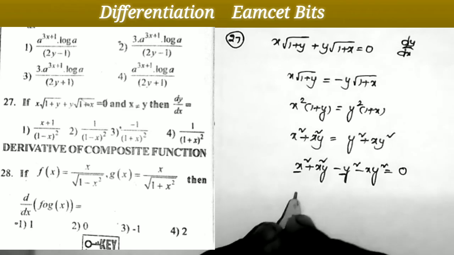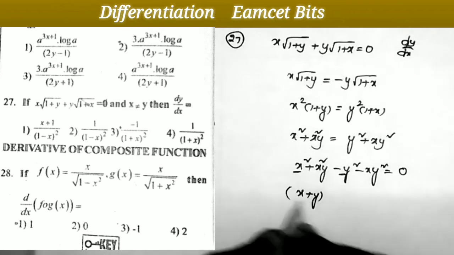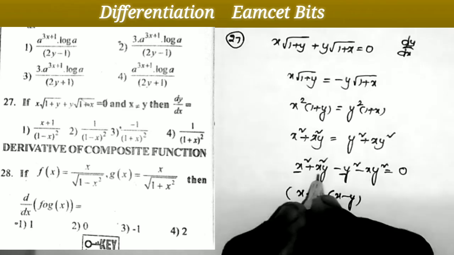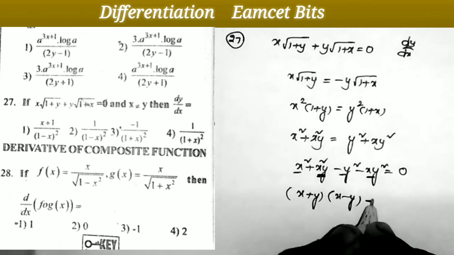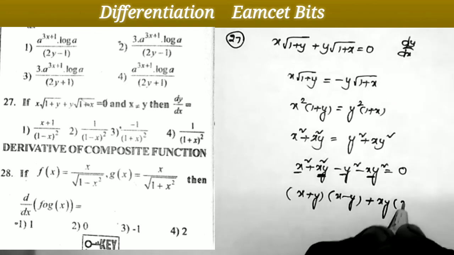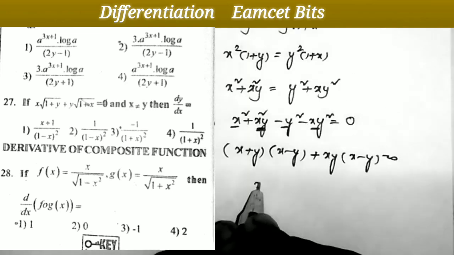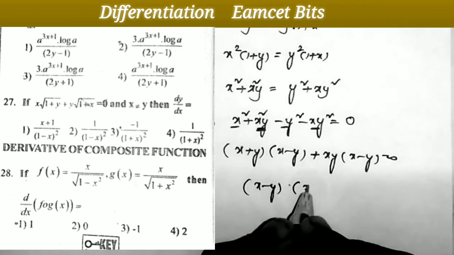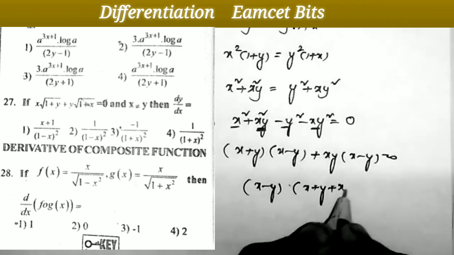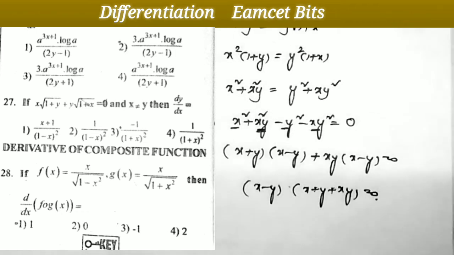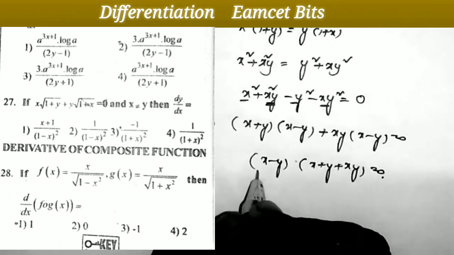Now x square minus y square is equals to x plus y into x minus y. And x square y minus xy square, taking xy common here, we get xy into x minus y equals to 0. Now taking x minus y common here, x minus y into x plus y plus xy is equal to 0. Already in the given question we have x not equals to y.